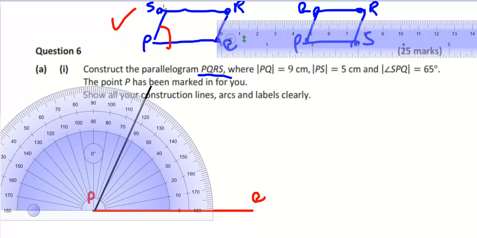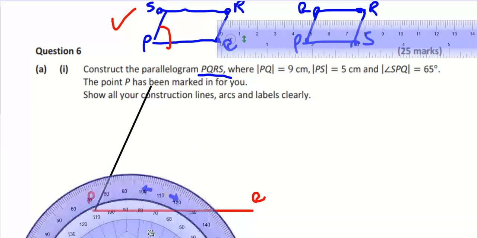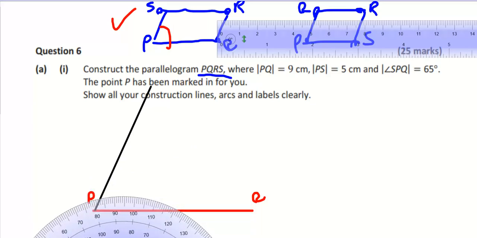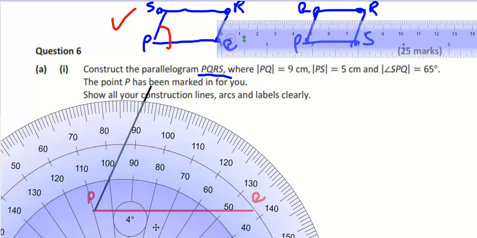65 degrees. See that black line I drew? It's a bit on the long side, isn't it? How long is P to S meant to be? It's meant to be 5, isn't it? Yeah, I totally messed it up. Here, you delete.